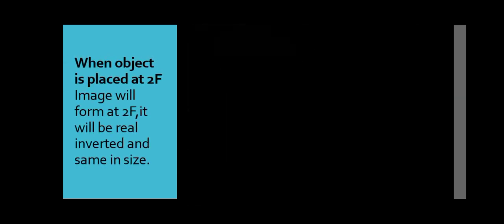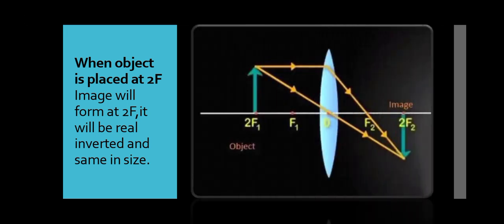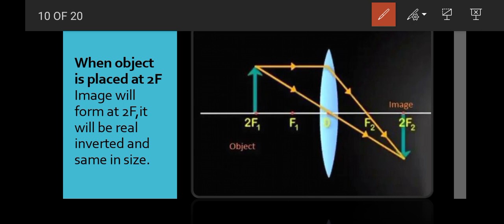Second case is if the object is placed at 2f. What will happen if the object is placed at 2f? Here is the case. Now the object, we have taken the object at 2f. We are taking the object as an arrow. First ray, which is parallel to the principal axis, after refraction it is passing from the principal focus. It is passing like this.